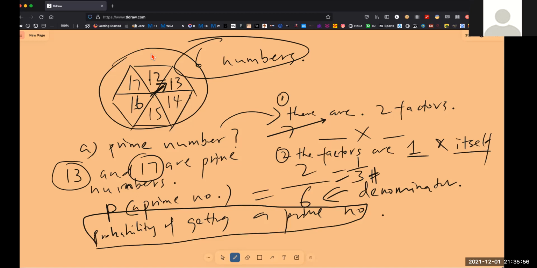This is called a hexagon. All right. So the answer is 1/3 for A. All right. Okay. Good. Next.